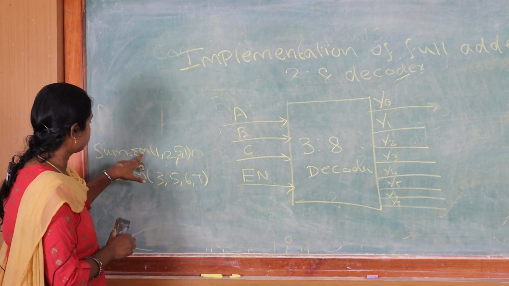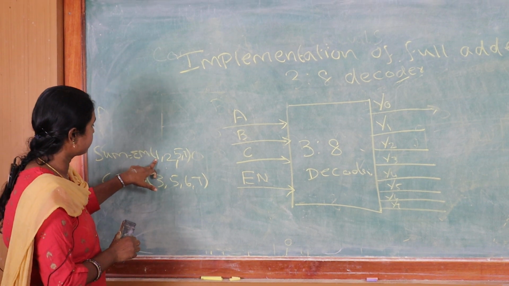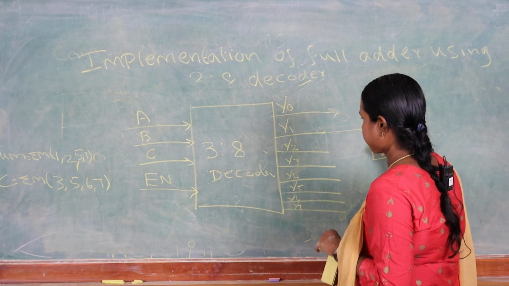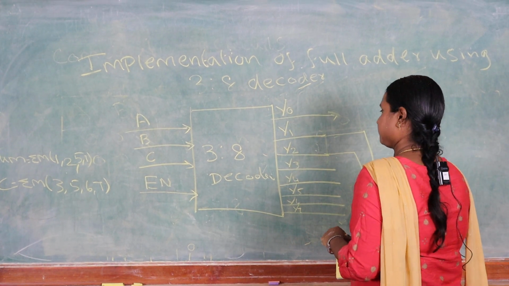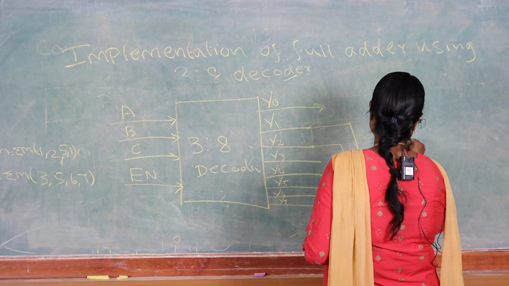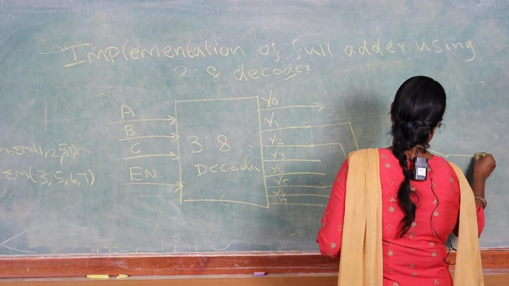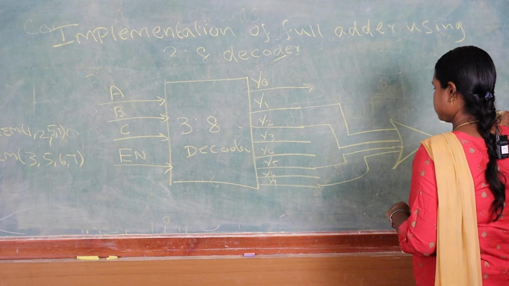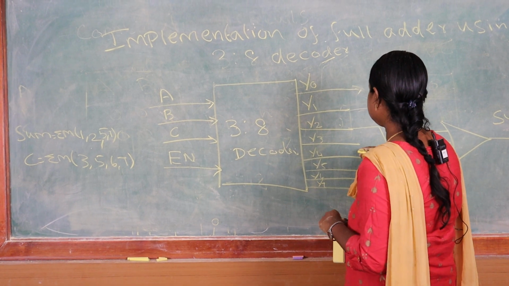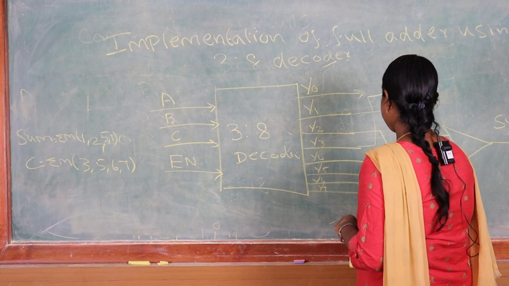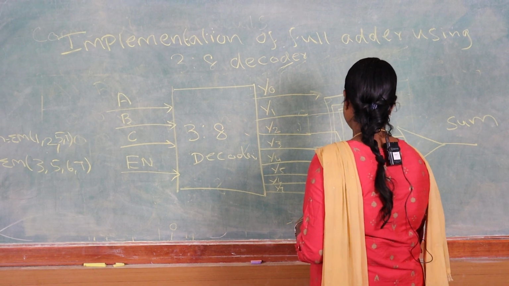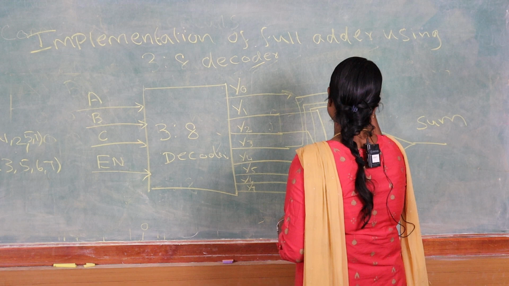Now for sum we are having the first bit, second bit, fifth bit and seventh bit, that is your sum output. Similarly, we have to take the min terms for carry. They are 3, 5, 6 and 7.